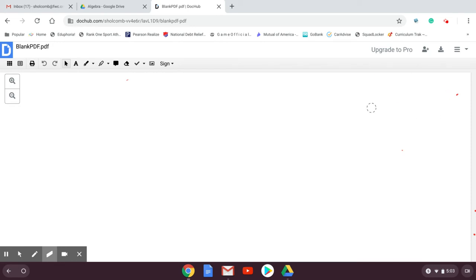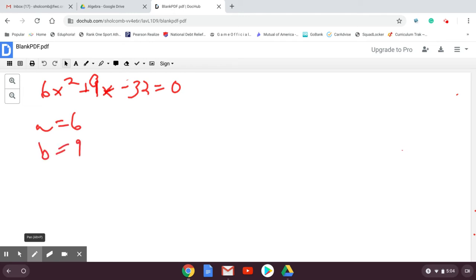All right, the next problem that we're going to do is, let me find it, 6x squared plus 9x minus 32 equals 0. That's an x there. All right, now that's a 9. I didn't make that obvious. This one's already in standard form. My a, my b, and my c are already recognizable. a is 6, b is 9, and c equals negative 32.